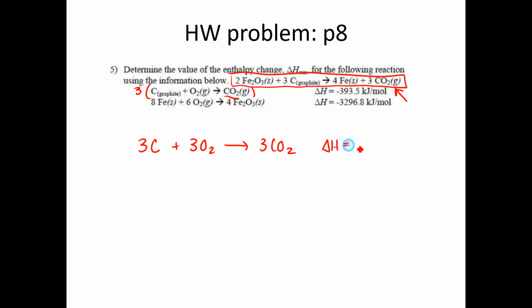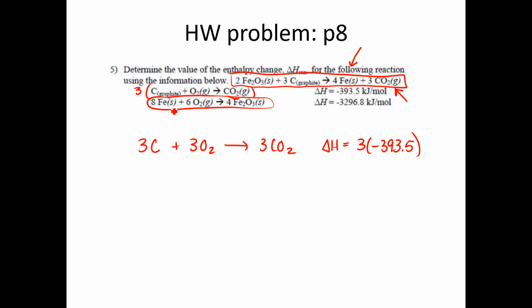And when I multiply that by 3, my delta H also has to be multiplied by 3. So it's going to look like this. Now I'm going to focus in on something else. How about this? It looks like I also make 4 irons. So I want to look through and say which reaction has iron in it. Well, it looks like this reaction has iron.